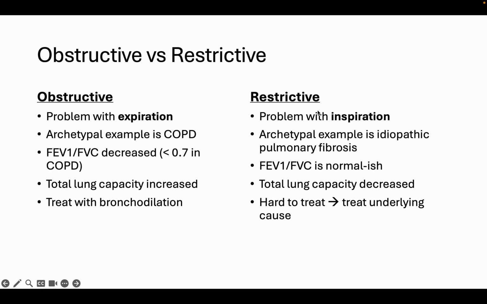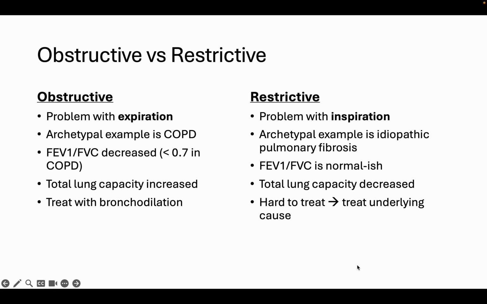Meanwhile, in a restrictive physiology, the problem is more with inspiration. The classic example is idiopathic pulmonary fibrosis, although there are a lot of things that can cause it, including obesity. The FEV1 over FVC is normal-ish. It can be a little low, it can be a little high, but it will not be less than 0.7 unless there's a mixed picture, which we don't have to get into. The total lung capacity is decreased, and that's the fundamental problem.